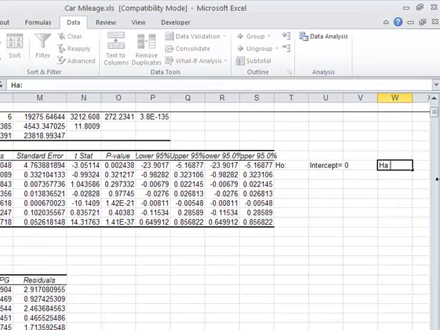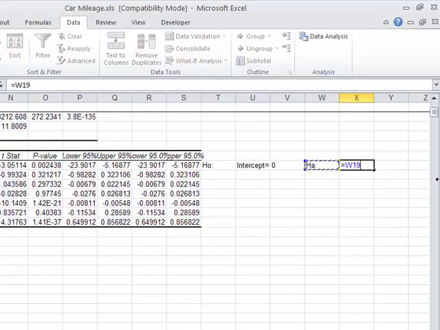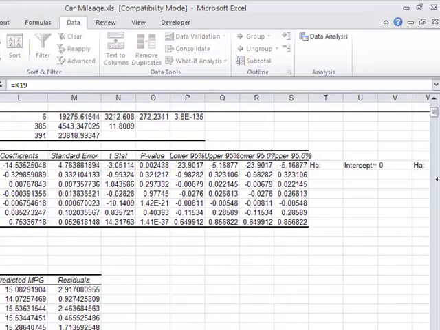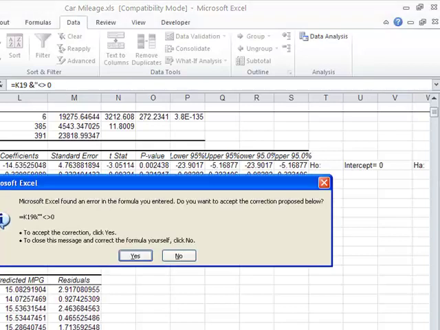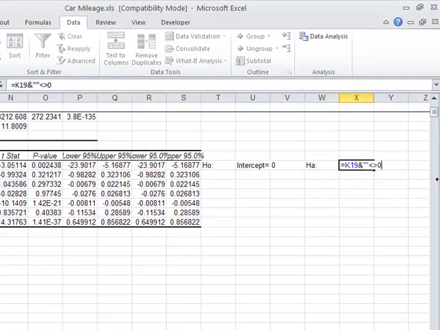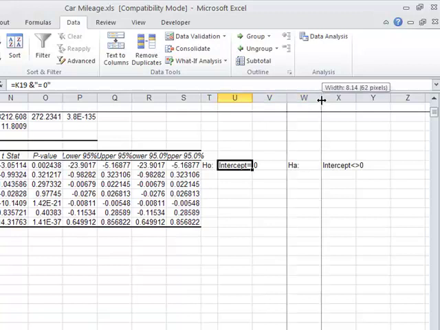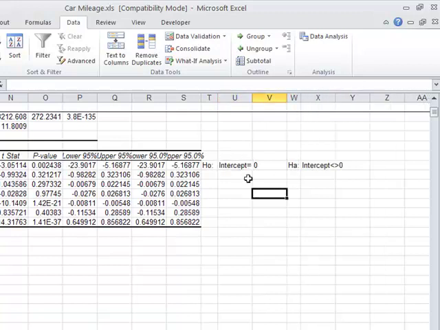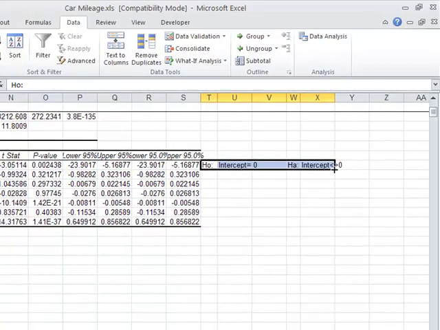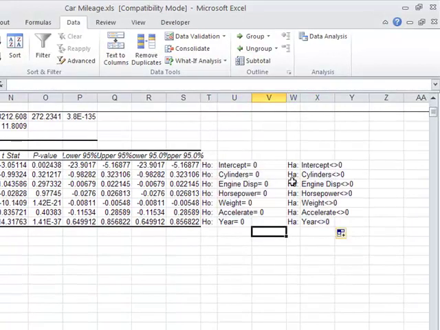The alternative hypothesis is intercept, and then in quotes, does not equal 0. All right, so let's make this a little closer here. So there's our null hypothesis, and here's our alternative hypothesis. Right, and that's what's going on. The same thing is happening for all of these. I copy these down. So, right, it's exactly the same thing.